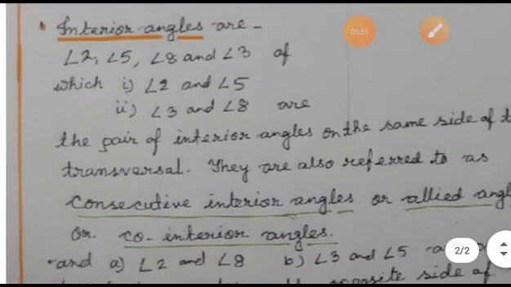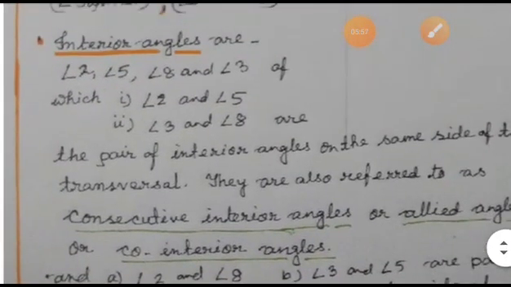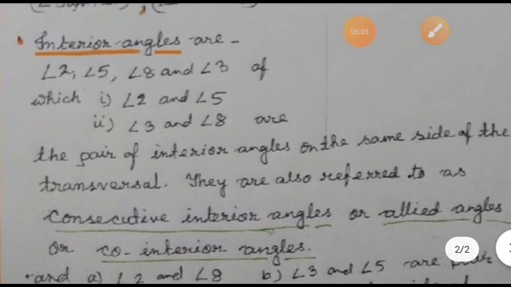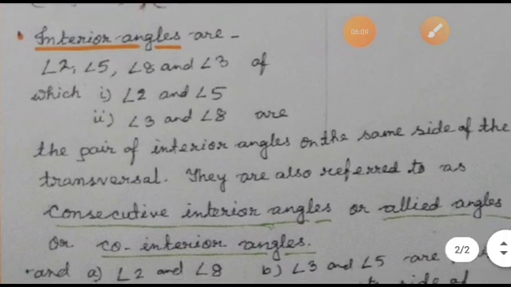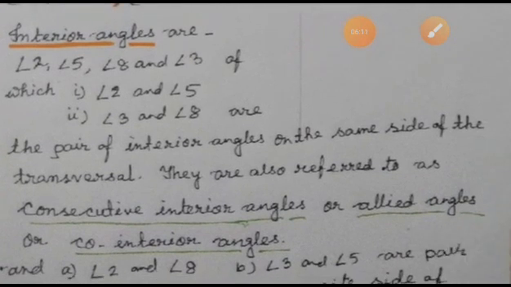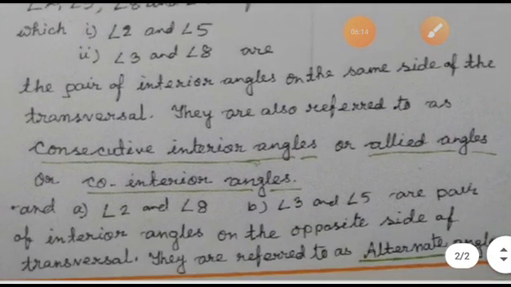So here interior angle is done. Now we will say that angle 2 and 5 and angle 3 and 8 are the pairs of interior angles on the same side of the transversal. They are referred to as consecutive interior angles or allied angles or co-interior angles. Since they lie in the inside portion, that is why they are called co-interior angles.